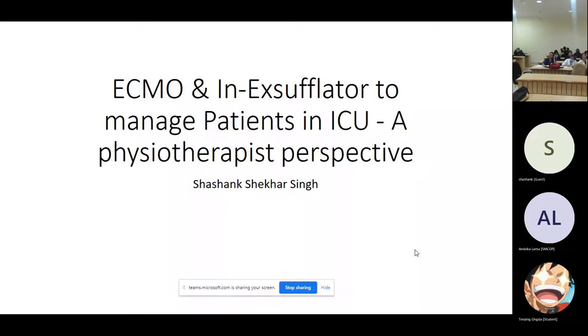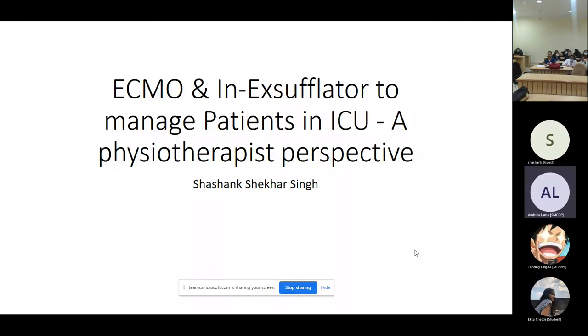Okay. So, before this discussion, ECMO. ECMO is extracorporeal membrane oxygenation. Extracorporeal means something which is outside of our body. It is done outside of our body. And membrane oxygenation is a temporary supportive treatment for patients with severe respiratory or cardiac failure, who are severely hypoxic or hypercapnic. This is also known as extracorporeal life support or interventional lung assist.